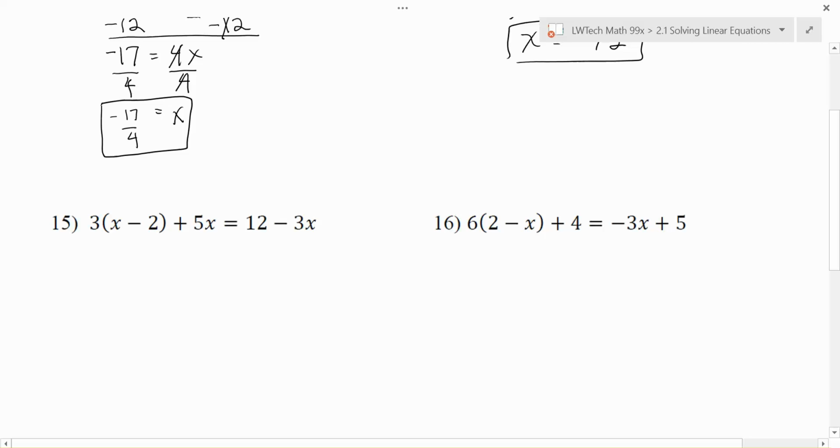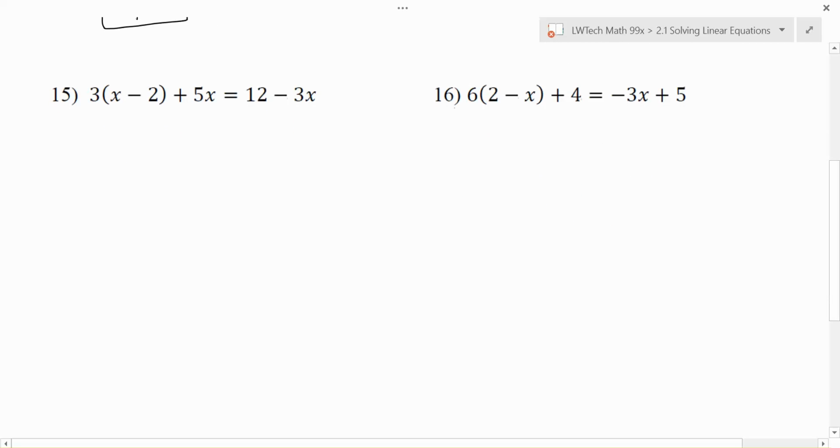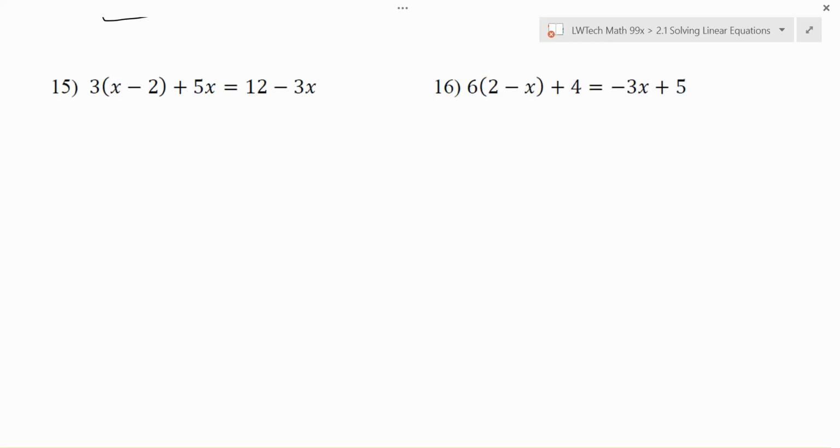All right, so let's go ahead and try a few more examples. In these problems, we have the additional complication of parentheses.